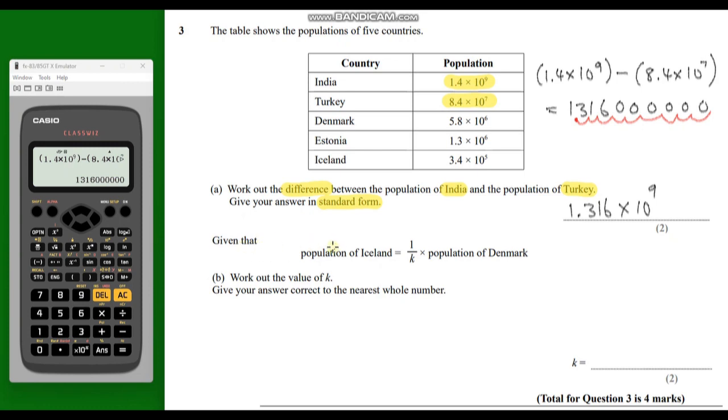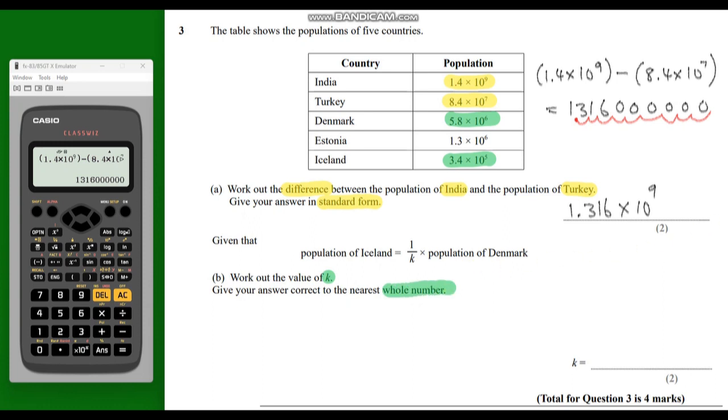Part B, given that the population of Iceland is 1 over k multiplied by the population of Denmark. Let's just highlight these populations. We've got Iceland and Denmark. Work out the value of k. Give your answer correct to the nearest whole number.